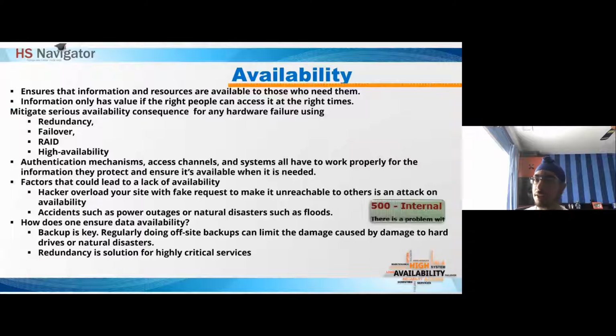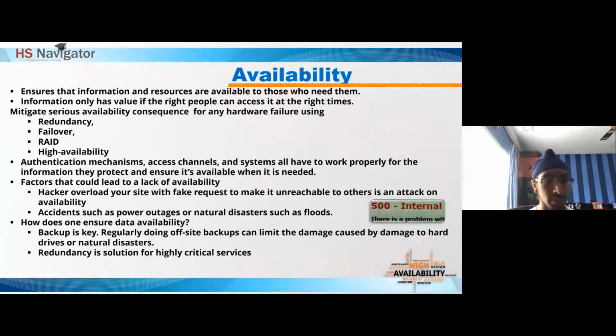And finally, there's availability. Availability differs because it says that the information and resources are available to those who need them. We talked a lot about availability yesterday and with the first AWS presentation. But basically, confidentiality and integrity deal with who has access to this data and who should be able to change the data. But all that doesn't matter if no one can access it at the right times. So information only has value if the right people can access it at the right times, regardless of what happens with the attacks. So data always has to be available.